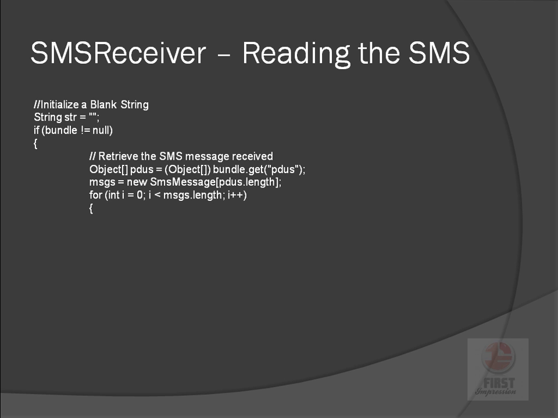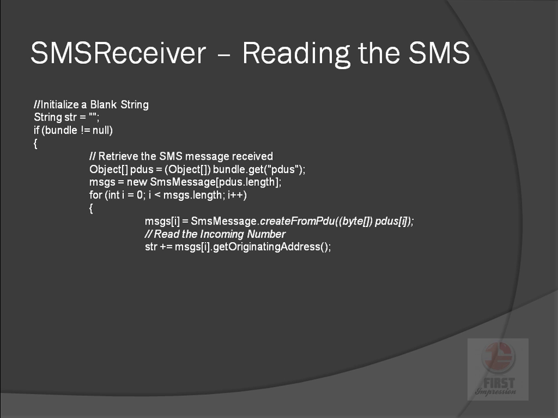Then we'll go through each of the messages, and in each of the messages we will create the message from the PDU by calling a function, SMSMessage.createFromPdu, and we'll pass in the PDUs. These PDUs will be converted into a message and will be given to messages[i]. From this messages[i], we'll read the incoming number and we'll read the SMS body. Okay, so whatever message we get from the incoming messages, that message will contain the incoming number and the body.